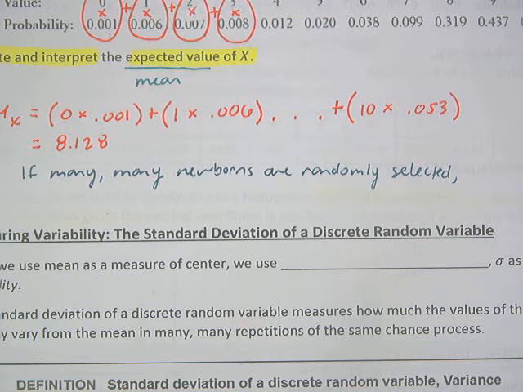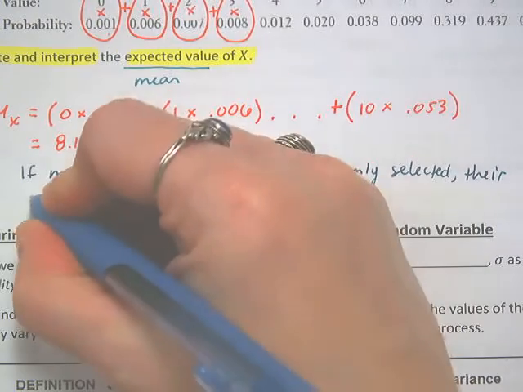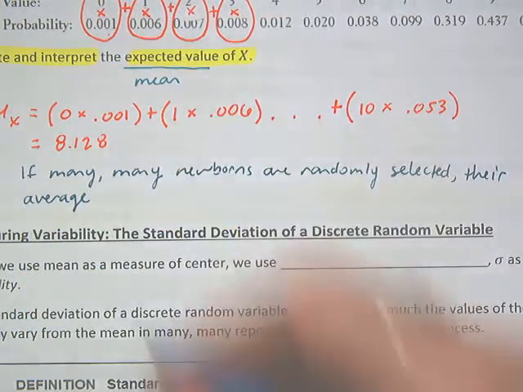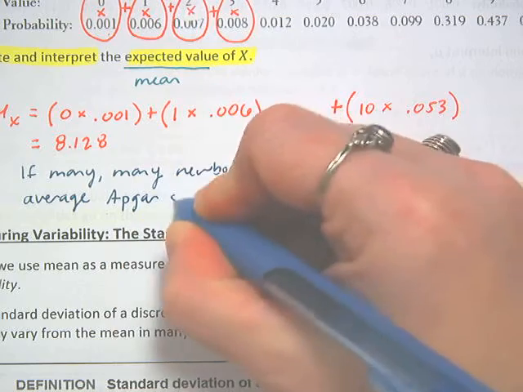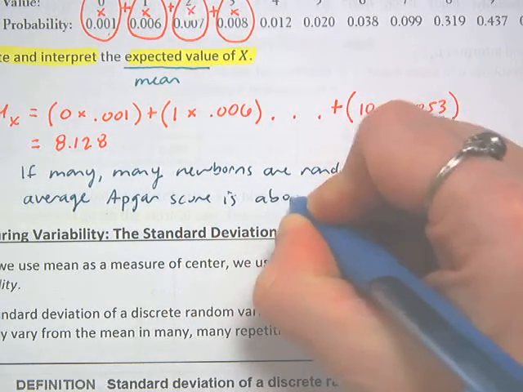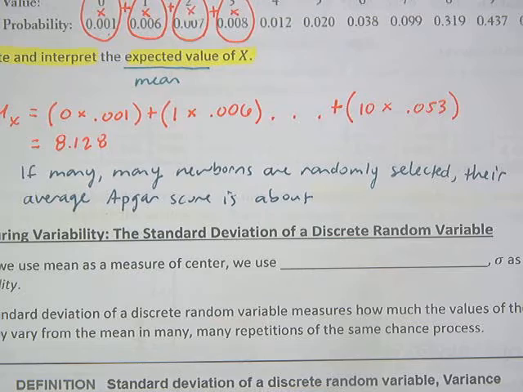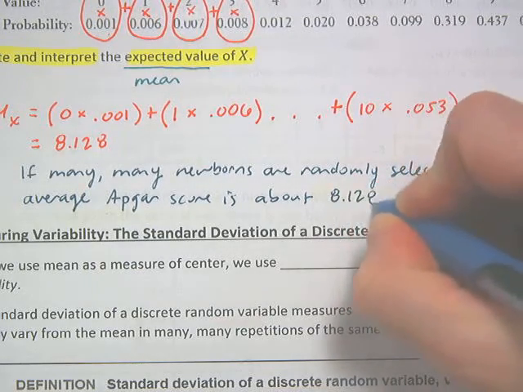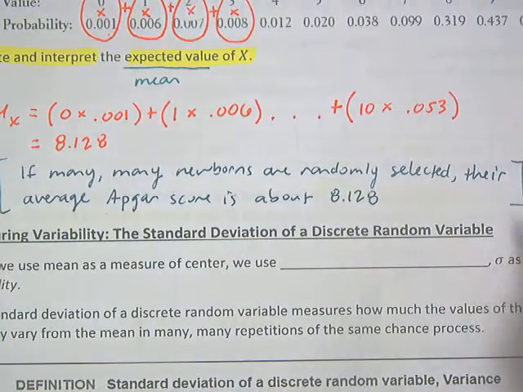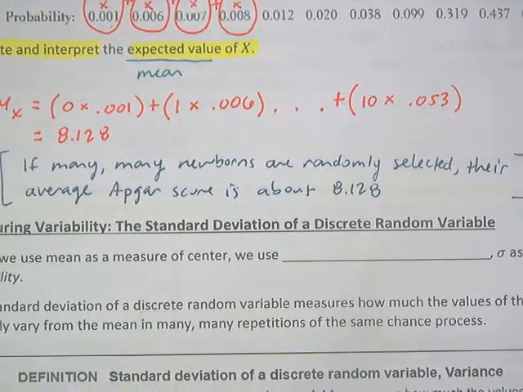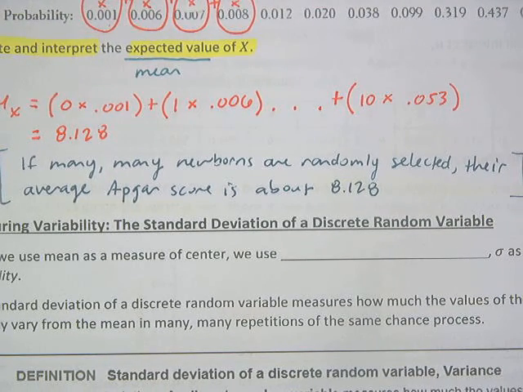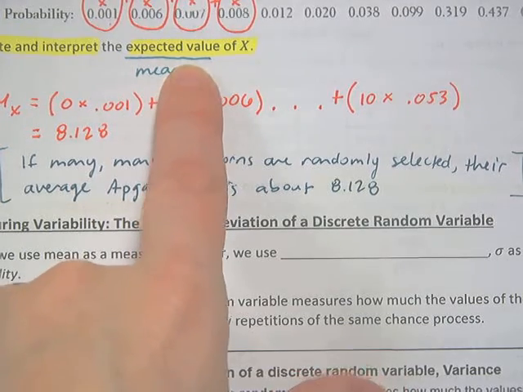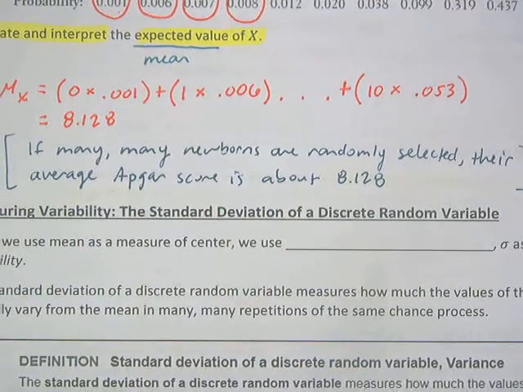If a lot of newborns are randomly selected, their average APGAR score, the mean, the average APGAR score, is about 8.128, which is really closer to 8 than 9. That's if many, many newborns are randomly selected. That's what you're finding when you're asked to find the expected value of x, the mean of the discrete random variable.